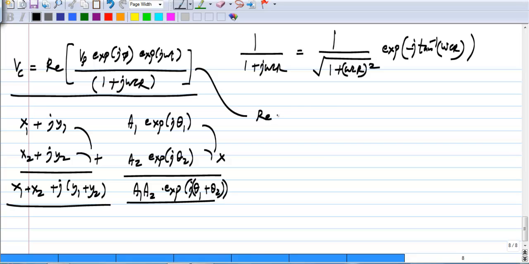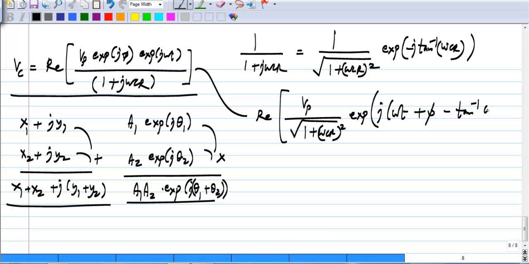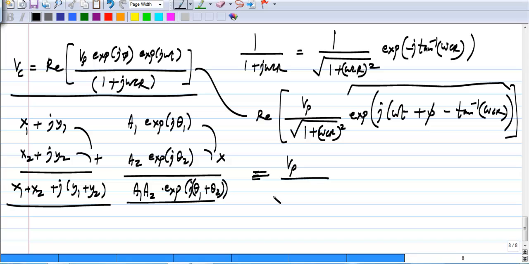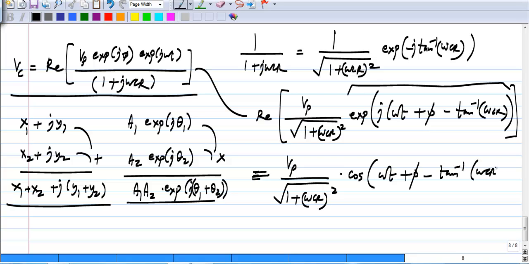So this turns out to be the real part of Vp by square root of 1 plus omega cr square exponential, I have j omega t, j phi and minus j tan inverse omega cr. So it will be j omega t plus phi minus tan inverse omega cr. And taking a real part of something like this is very easy. We have a single complex exponential inside, which means that the real part of it is cosine of the same argument without this j. So this is nothing but Vp by square root of 1 plus omega cr square times cos omega t plus phi minus tan inverse omega cr. So again, exactly the same answer as before, as we should expect.